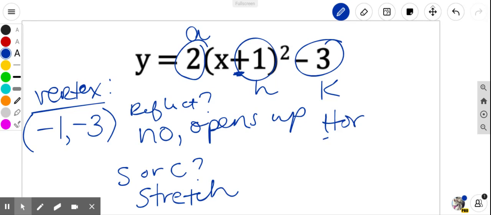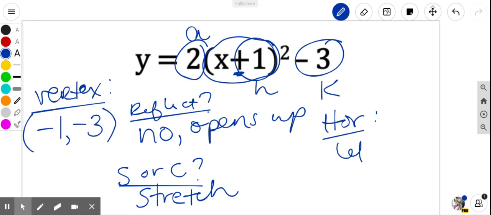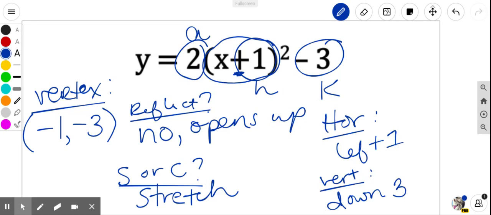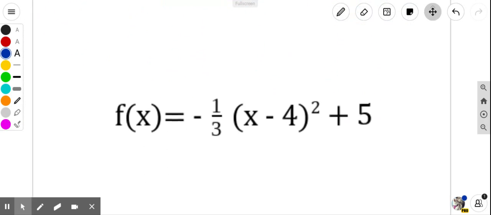So horizontal shift, since it's X plus 1 here, that means we're left 1. And then for my vertical shift, it's down 3 because K is -3. Okay, so there's that example. Let's do one more.